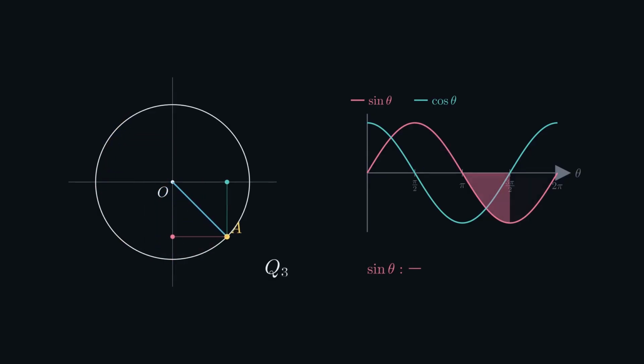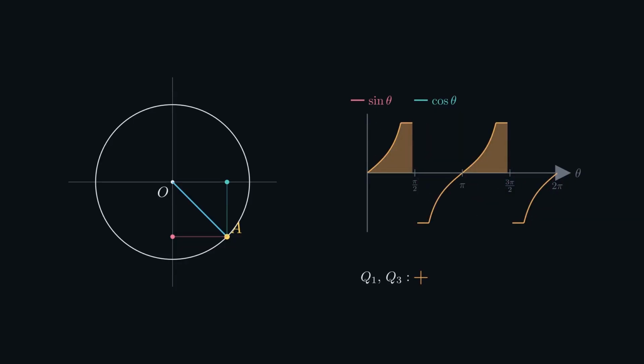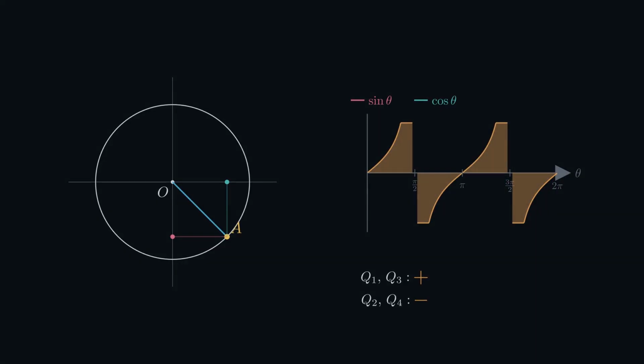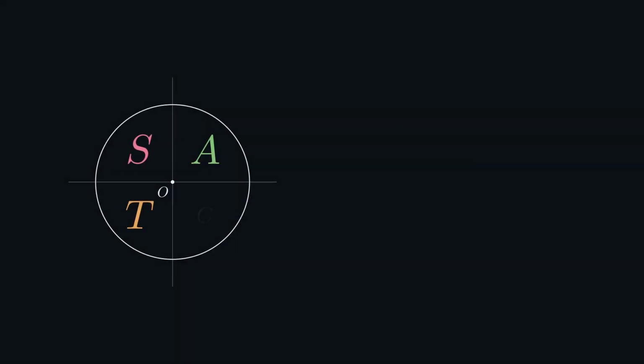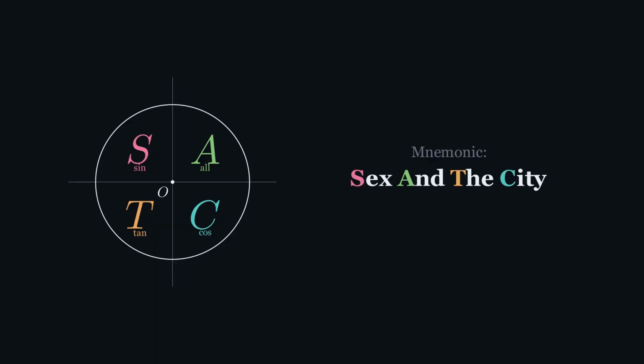Hence, since the tangent function is the ratio of these two, it will be positive in regions 1 and 3, but negative in regions 2 and 4. If we read this out, we can label the 4 regions by SATC, where each letter indicates which function is positive, and A indicates that all of them are. To remember this, an easy acronym to use is the popular TV series Sex and the City.